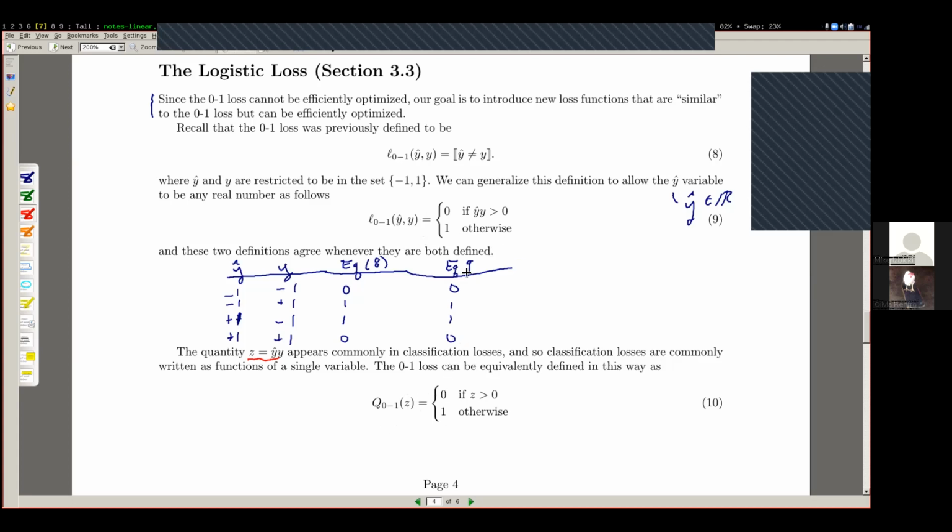The equation that counts it, it feels like in that case, if y and y hat are both 0, the loss is 1. The question is, can y hat and y both be 0? And if it can, then shouldn't that be equal to 1? Our y variable is still restricted to be this set -1 and +1. It's only the y hat that's allowed to be different. And so if y hat is equal to y, then y hat must be -1 or +1. Yeah. Good question.